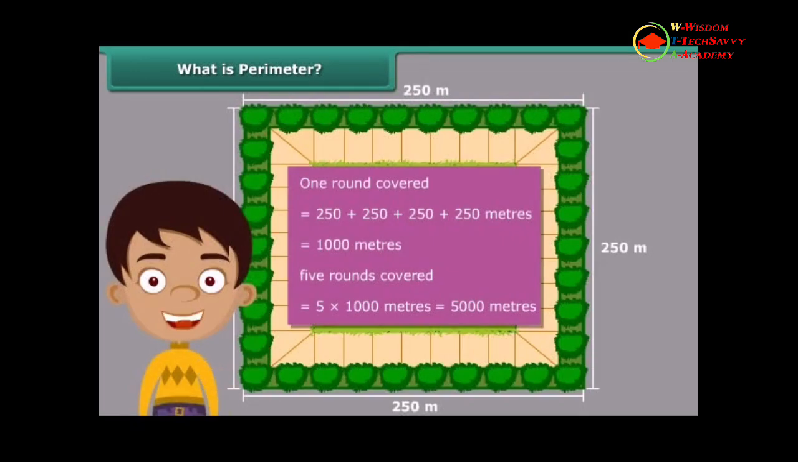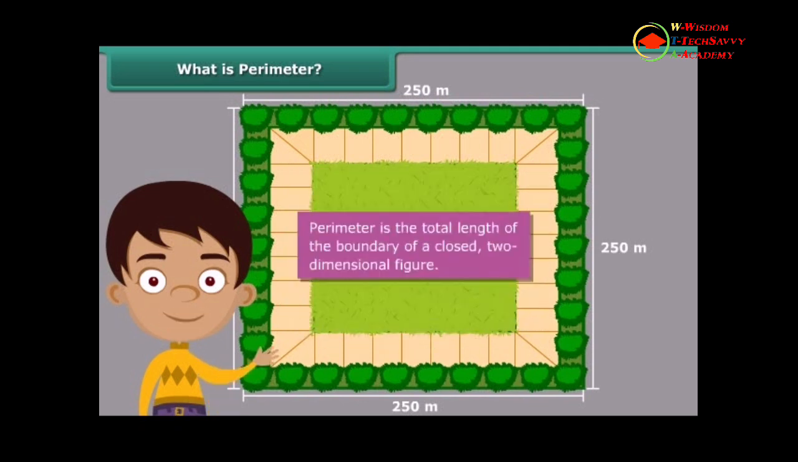Now you're ready to answer your mother's question. In this calculation, we used the concept of perimeter when we worked out the distance you covered in one round. Perimeter is the total length of the boundary of a closed 2-dimensional figure.